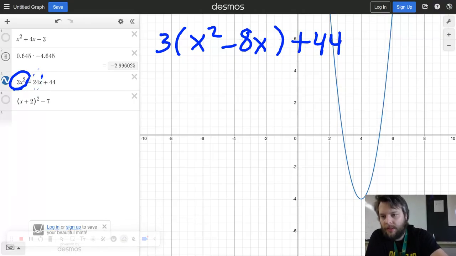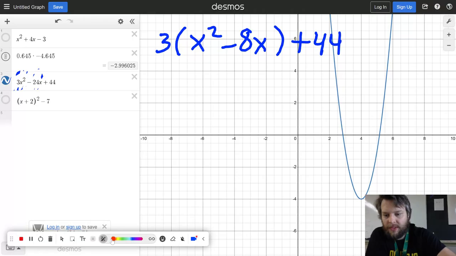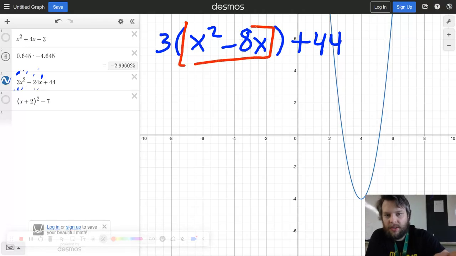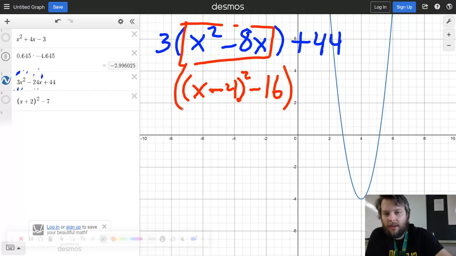Okay? Next thing I'm going to do is just ignore everything that's outside of the parentheses, and I'm going to pretend I was just completing the square on this. So that's half of 8 is 4. 4 squared is 16. So I just focused on the inside. Then I bring the 3 and the plus 44 down like that.